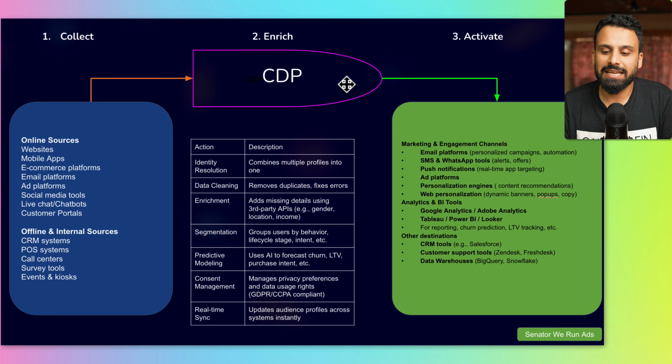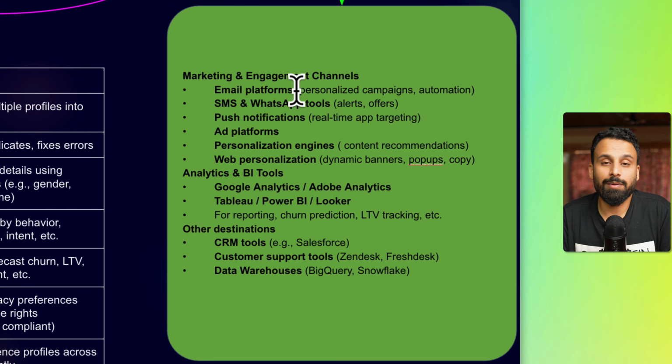And then in the third step, once you have this data, you enrich this data, you can activate it through a lot of channels, like marketing and engagement channels, like email platforms. You can collect data about users, say, okay, what campaigns did they open, did they unsubscribe from our emails. You can set up automation on different triggers. Let's say, for example, when a user orders this amount, send them an email. All of that can be done.